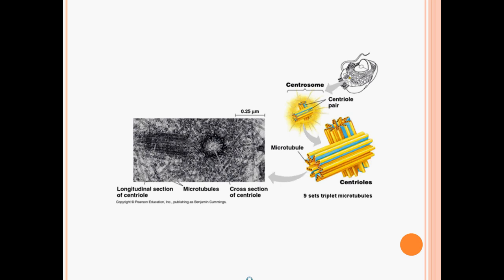Microtubules originate in the region near the nucleus called the centrosome, and the centrosome usually contains 2 centrioles arranged diagonally, which consist of 9 triplets of microtubules.